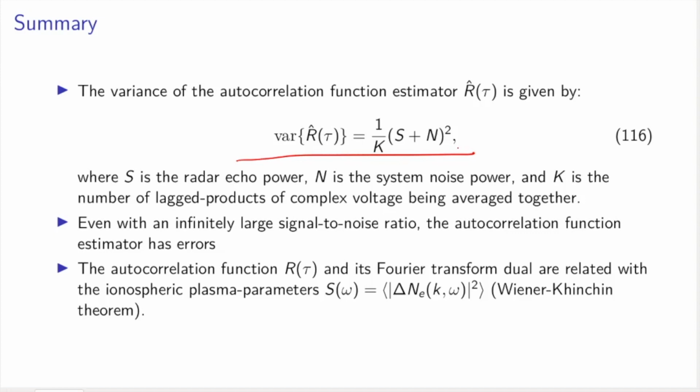Finally, the autocorrelation function r of tau is a Fourier transform pair of the incoherent scatter radar spectrum. The Wiener-Khinchin Theorem states that the autocorrelation function is the inverse Fourier transform of the incoherent scatter spectrum. This is an important result because the theory for incoherent scatter provides us a spectrum as a function of ionospheric plasma parameters.